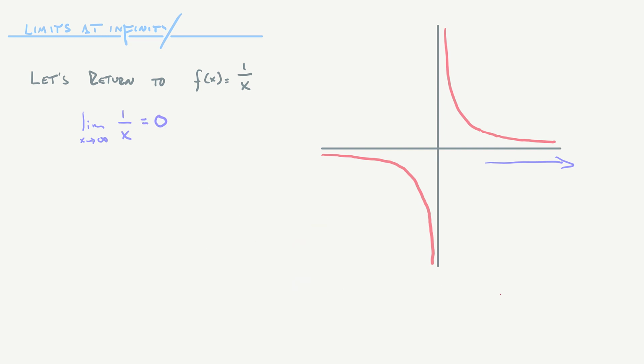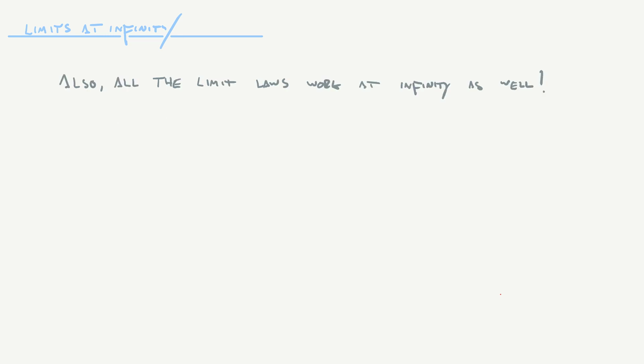It's approaching 0. Same thing on the left. We could do the exact same thing where you just have 1 over significantly smaller and smaller numbers. 1 over negative a googol is negative 0.99 zeros with a 1 after that. We're getting closer to 0 as x gets really big, and also getting closer to 0 as x gets really small. These limit laws that we've learned also work at infinity.